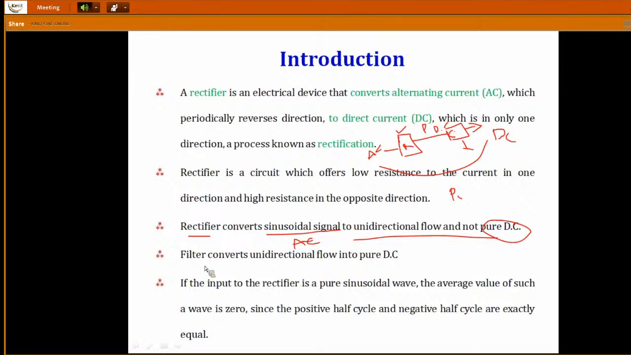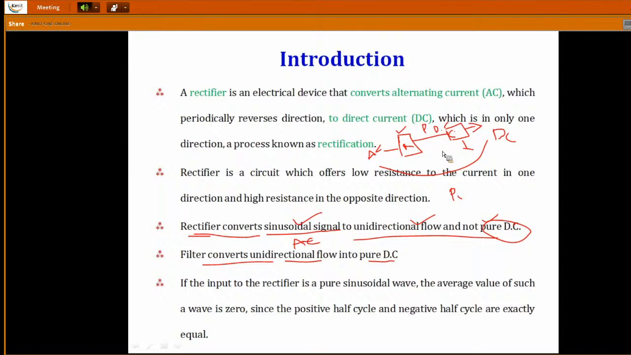Right, now what will the rectifier do? The rectifier will convert a sinusoidal signal to the unidirectional flow, that is not pure DC. And this part I am calling the filter will convert the unidirectional flow, that means impure DC, to pure DC. The output of the filter is nothing but a pure DC signal. Now, rectifier plus filter both will convert the AC signal to the DC signal. If you want to convert any AC signal to a DC signal, you need a rectifier as well as a filter.